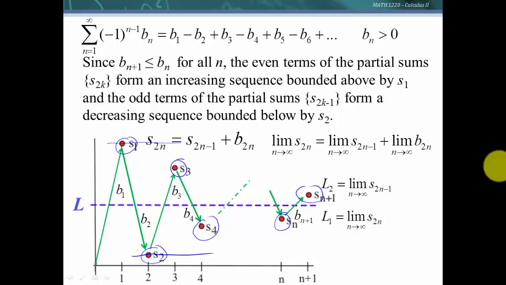Well, we know that these two limits are L1 and L2. But looking here, our second condition was that the limit as n goes to infinity of b sub n equals 0. So this is going to go to 0, and that tells us that these two limits will equal each other. So L1 equals L2, and then we can just simply call that L. So they will be converging to that same value of L, and therefore this sequence does converge.